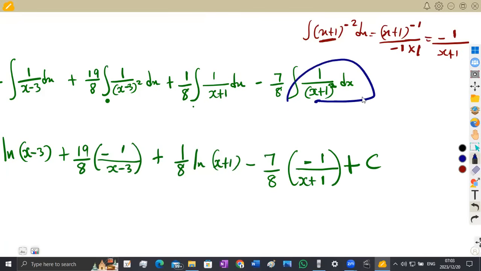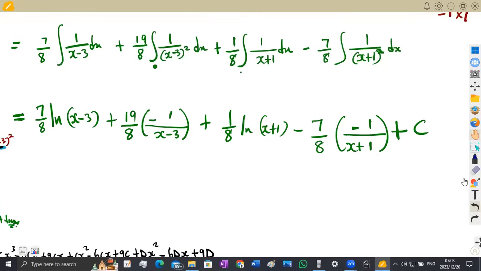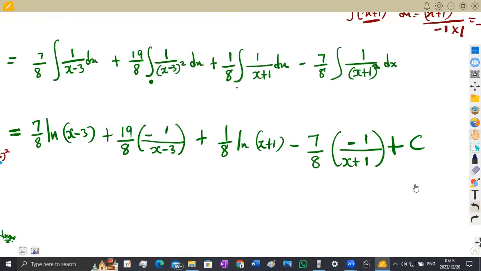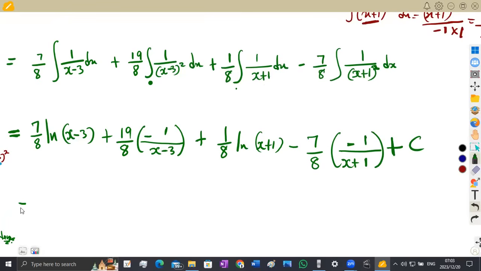We do not have anything more to integrate. So that is how you integrate these fractions. All right, at this stage, we can simplify our answer to be in simplest form. So our final answer here is going to be equal to 7 over 8 ln of x minus 3 plus, all right, here we're going to even multiply.